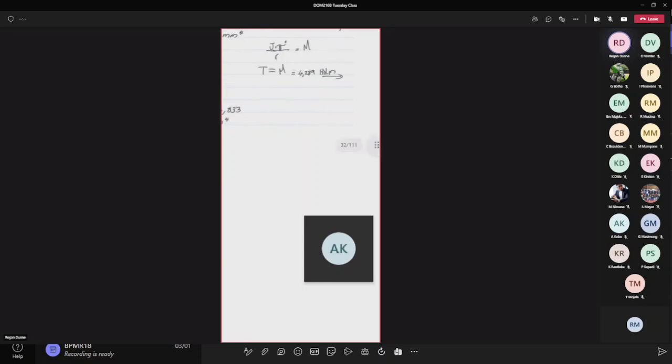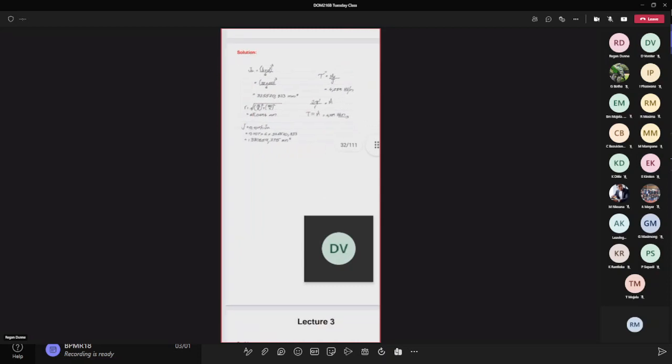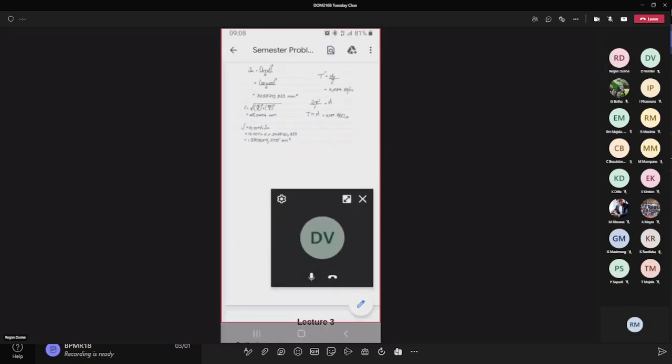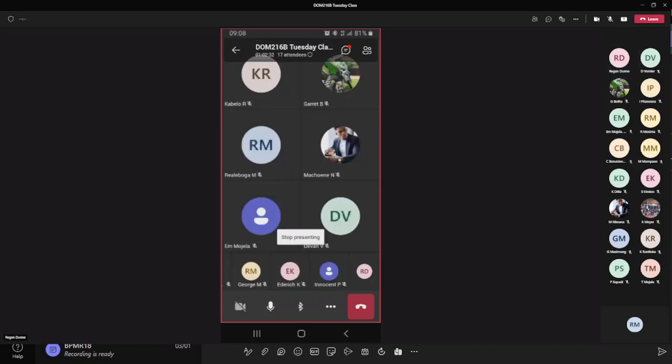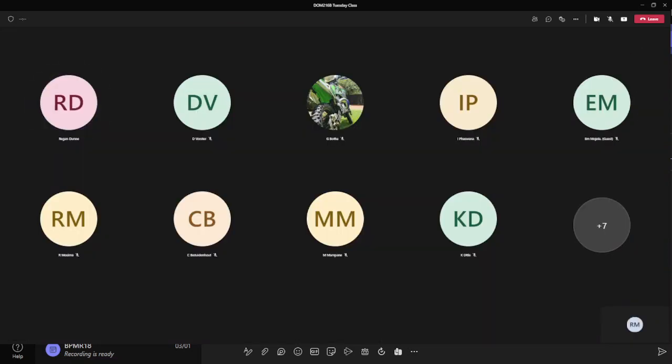So then we make M the subject of the formula. M is equal to T, or T is equal to M. Once we plug everything in there, we get 4.289 kilonewton meters. All right, and that is the torque. So it's 4,289 Newton meters. Any questions?